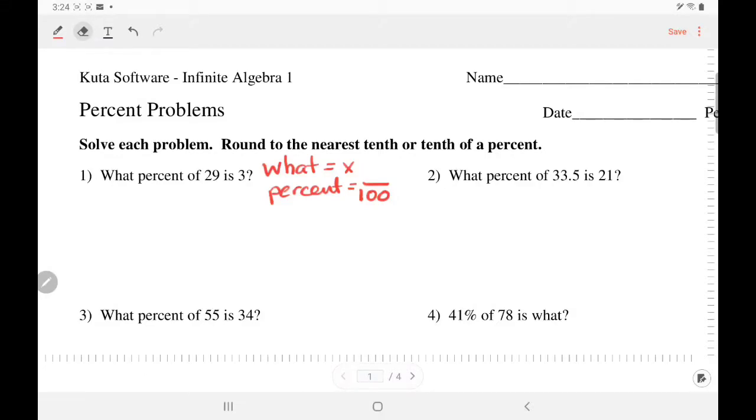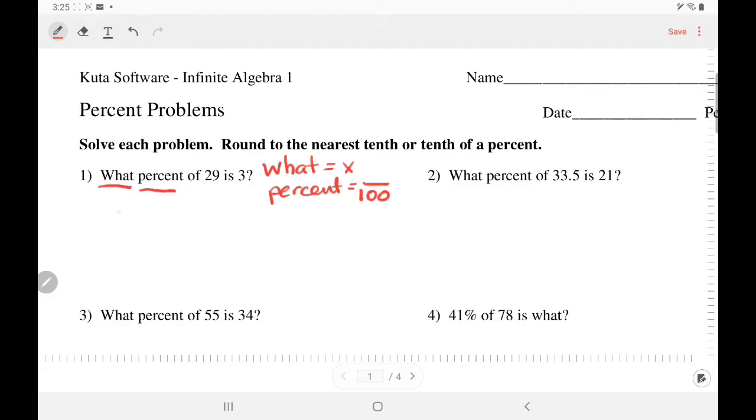Today we are going to do Kuta Software Algebra 1 percent problems. There are several ways to solve percent problems. One way is by writing a proportion. So when you see the word what, it is an unknown, so give it the letter X. When you see the word percent, it means over 100.